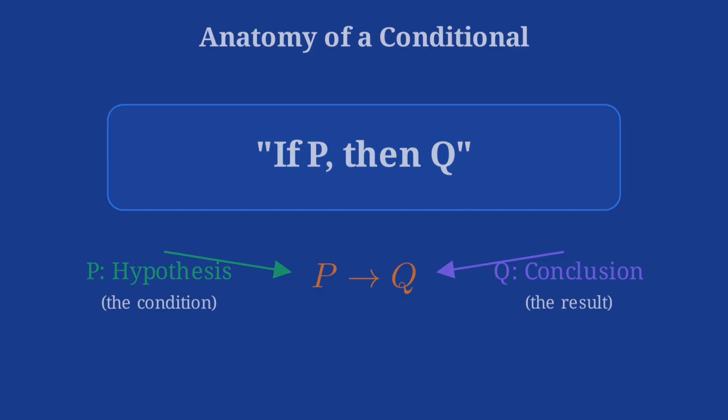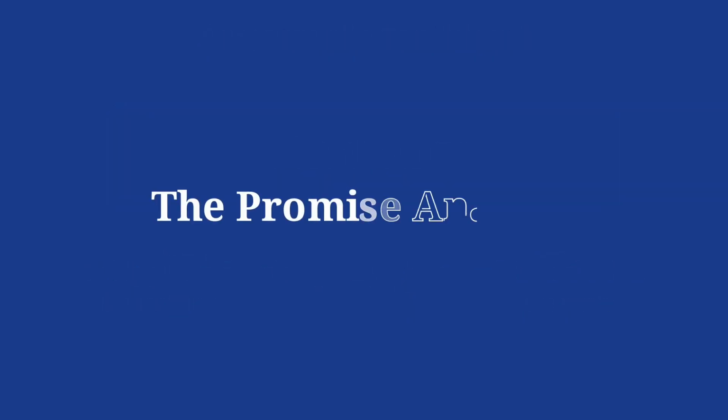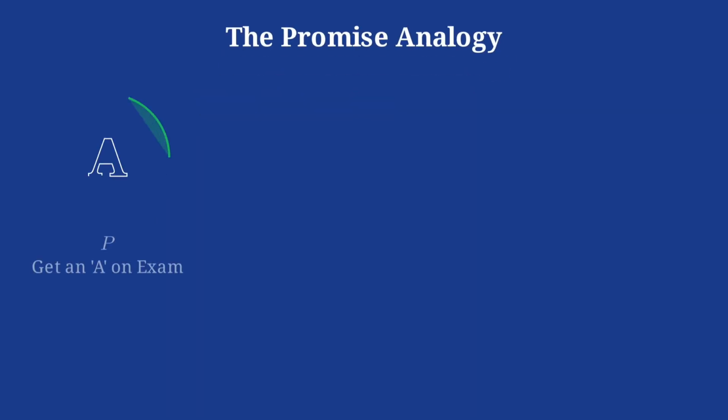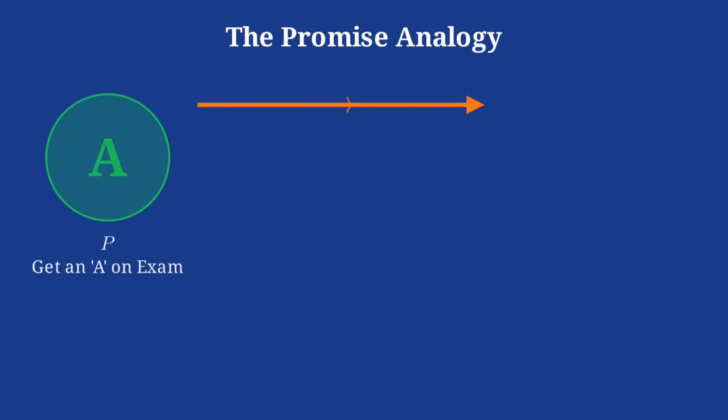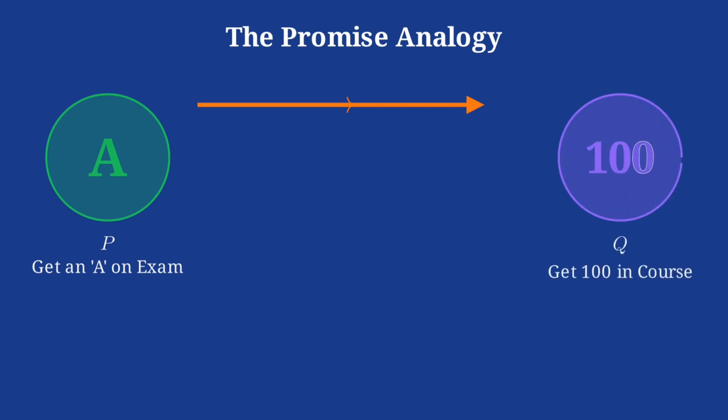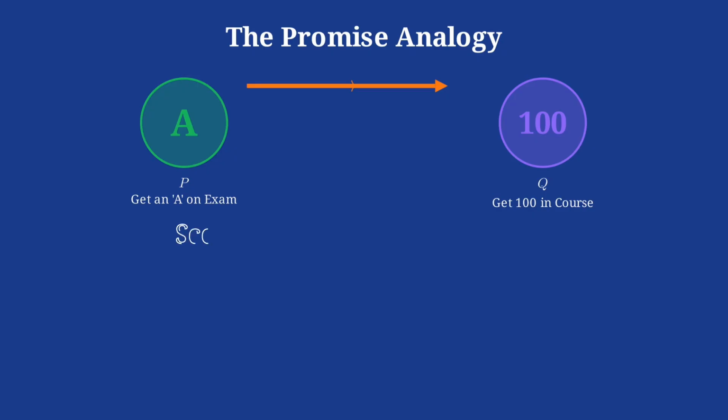Let's make this concrete. Instead of rain, let's use a different promise. Let's say P is the statement, you get an A on the exam. If you do that, then I promise Q, you get 100 in the course. If P, then Q. This is our promise. Now let's test it. There are 4 possible scenarios.